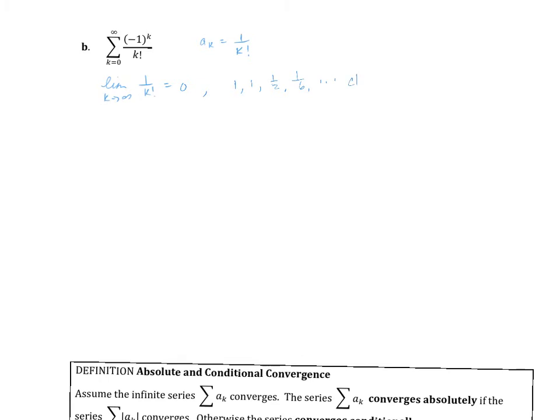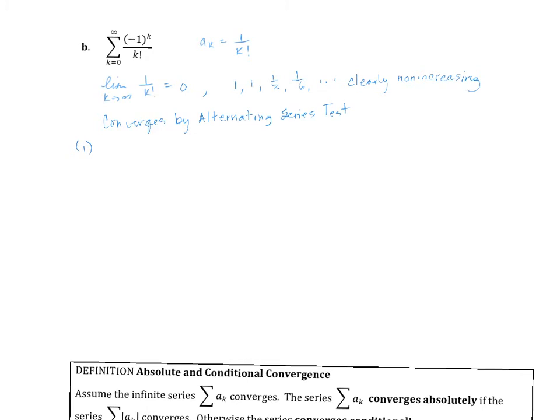So this is another case where it's clearly non-increasing. So this converges by our alternating series test. Let's find our n value.